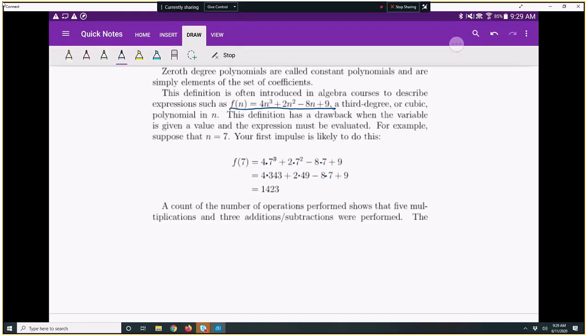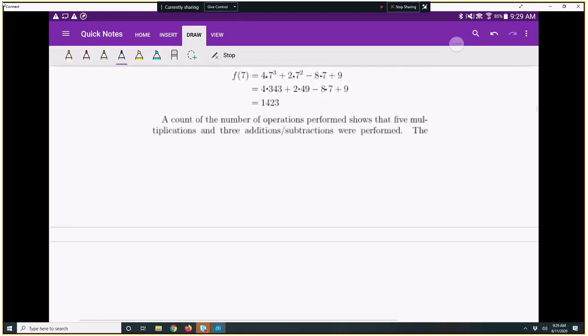7 cubed is a multiplication, and then 7 cubed times 4 is a second multiplication. 7 squared is a multiplication, and then 7 squared times 2 is another multiplication. So far we have 4. 8 times 7 is a multiplication. Those are your 5 multiplications, and then you'll see 1, 2, 3 additions or subtractions.